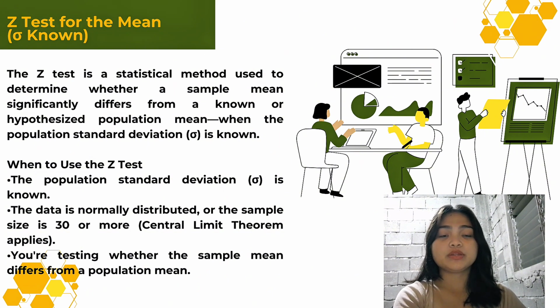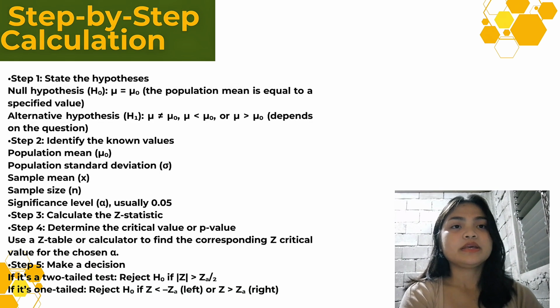Z-test is also used when data is normally distributed or the sample size is 30 or more. You can also use z-test calculation when you're testing whether the sample mean differs from a population mean. This is commonly used in manufacturing, quality control, and research settings where population parameters are established. Here is a step-by-step calculation of z-test.